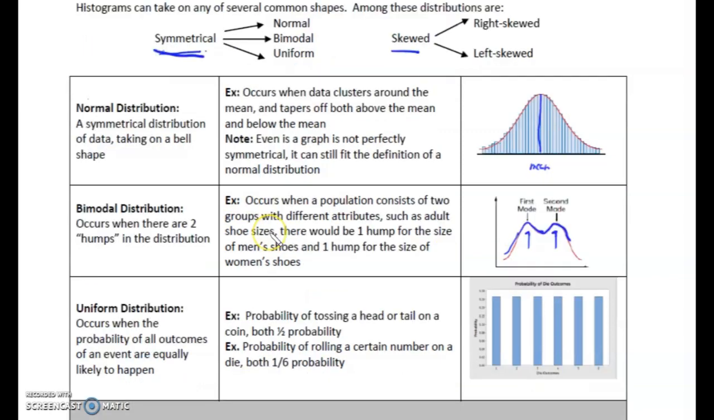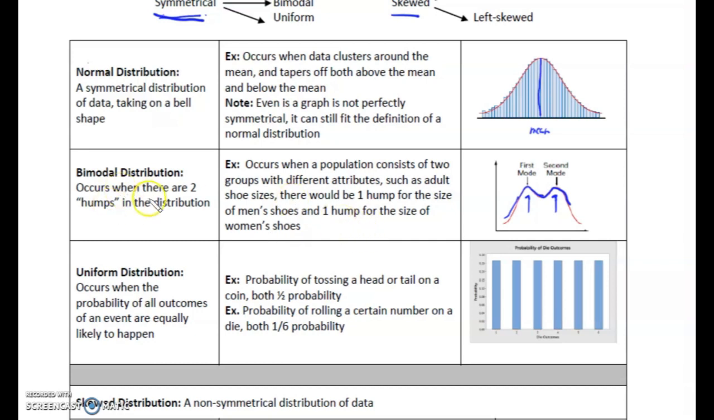Now, uniform distribution. We use uniform distributions often. This occurs when the probability of all outcomes of an event are equally likely to happen. For example, tossing a head or a tail on a coin both have a 1/2 probability. And for this one, this is rolling a die. All of the outcomes on a 6-sided die have an equal probability of 1/6 to be rolled.